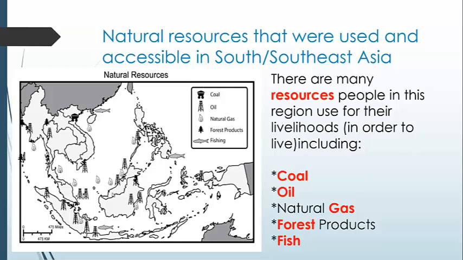So some of the resources that South and Southeast Asia possess are coal, oil, natural gas, forest products, and fish. There are many resources people in this region use for their livelihoods, meaning in order to live. Those include coal, oil, natural gas, forest products, and fish. I think we can assume that the fish is mostly for eating.